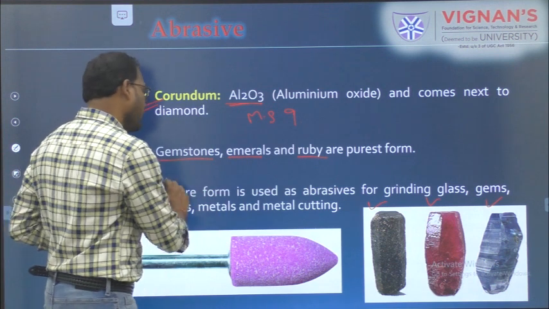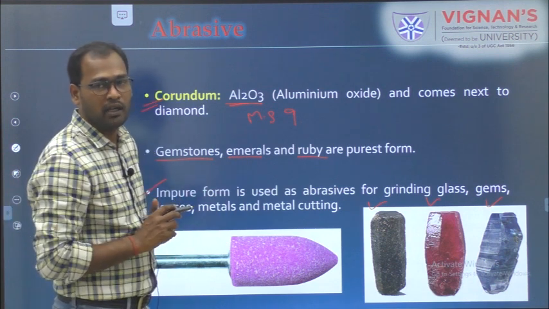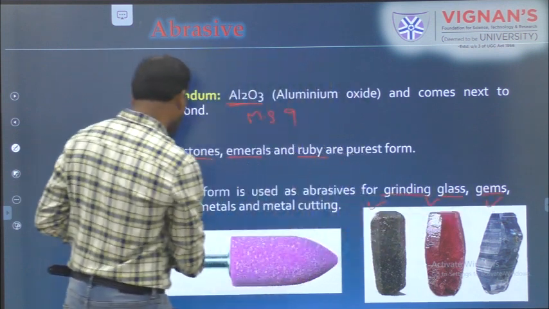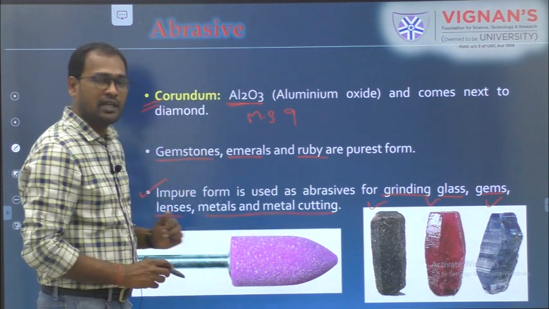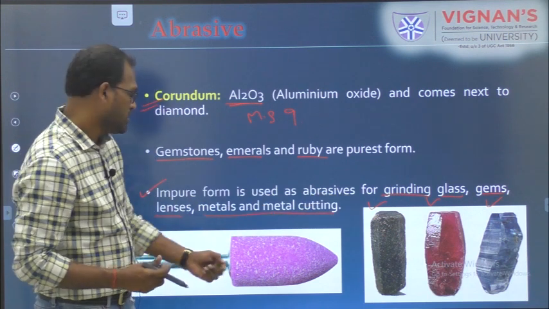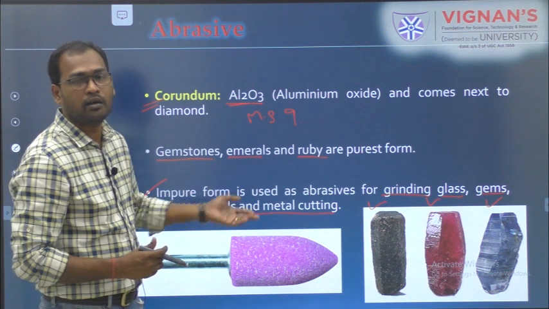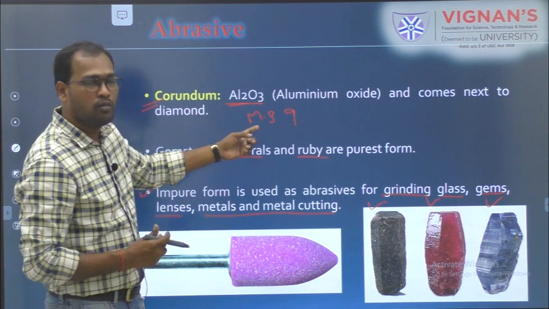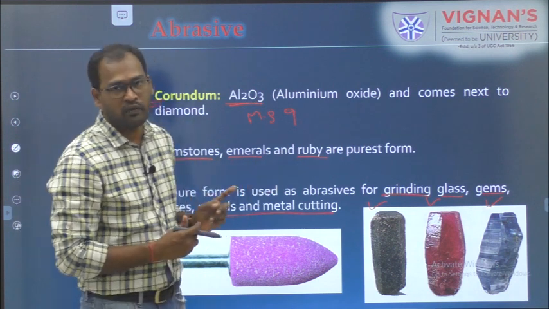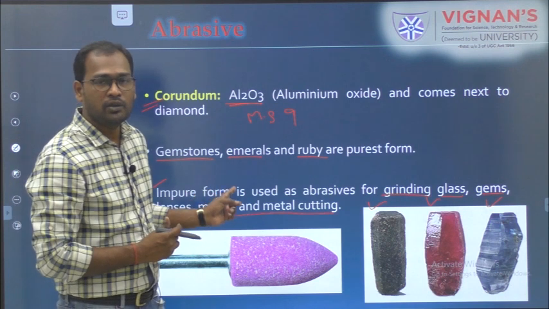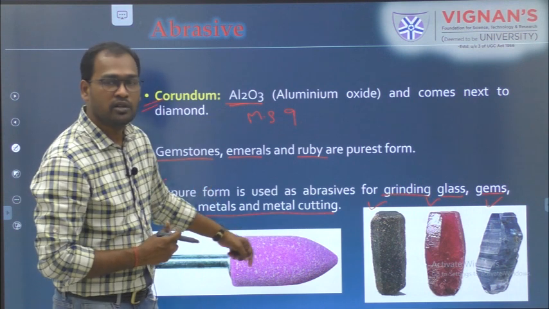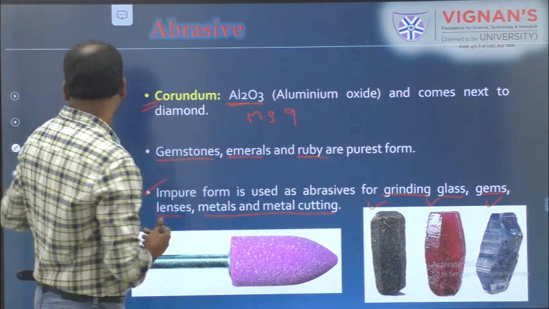Okay, and the impure form is the widely used material for abrasion, and it can be used for grinding glasses, gems, lenses, metals, and metal cuttings, and that will be in this form, where the material is shaped in different sizes and shapes, and this can be used for grinding or polishing. Corundum, which has got a Mohs scale of 9 and is nothing but aluminum oxide, exists in three different purest forms, but for abrasive action we use the lesser quality corundum material, and it will be made into different shapes and then used for abrasion.